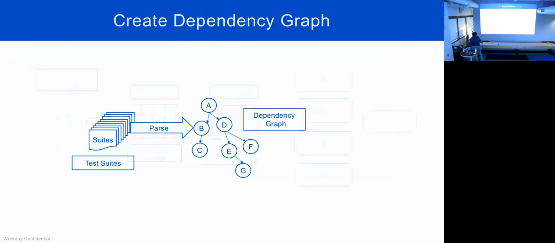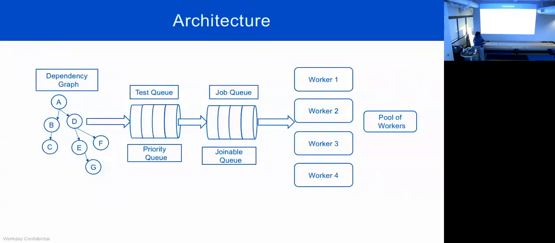So once they have a dependency graph, we send that to a priority queue, and then the priority queue sends it to another queue called the job queue. There will be a pool of workers running all the time. When there is an item in the job queue, a worker will pick it up and run it, and then take another item from the queue. When there is no item, all the workers will stop, and then the automation will stop. Once you run all the tests in parallel, we consolidate all the results, and then we will get one single result.